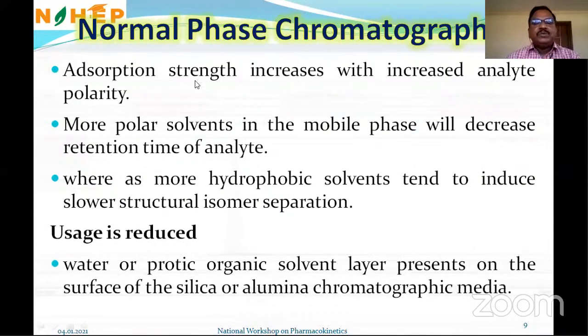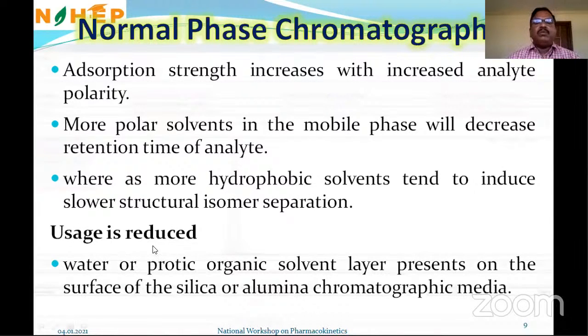Coming to the adsorption strength, the adsorption strength to the stationary phase increases with an increase in analyte polarity. More polar solvents in the mobile phase will decrease the retention time of the analytes, because the solvent is also polar, whereas non-polar compounds will attach more to the non-polar stationary phase, so they are retained. More hydrophobic solvents tend to induce slower structural isomer separation. That means if there are isomers, one isomer binds more to the stationary phase and another isomer is more attached to the hydrophobic solvent, so they are separated. Normally in structural isomers, only one isomer has activity, and the other doesn't. To separate these isomers, normal phase chromatography is used.